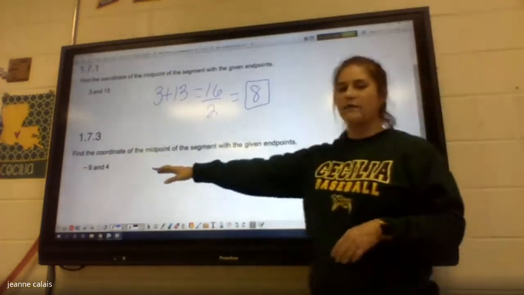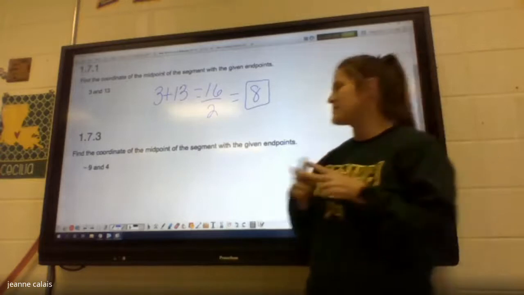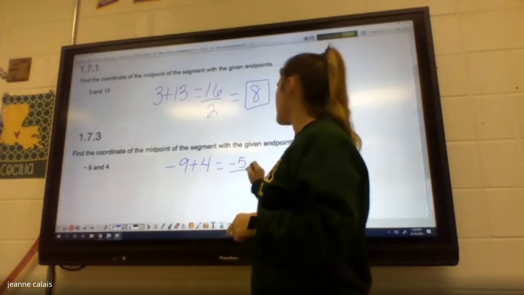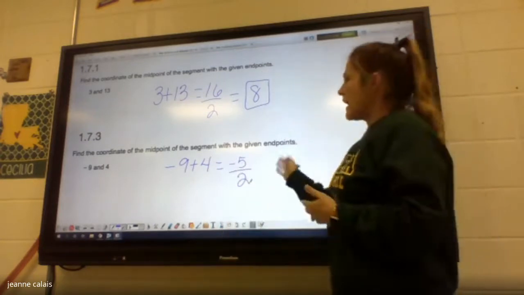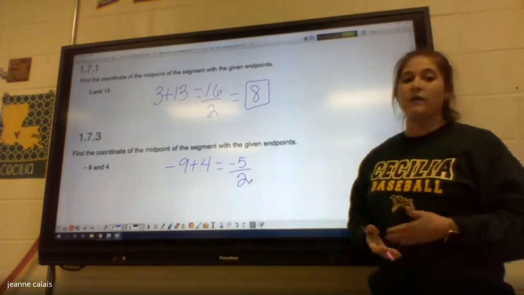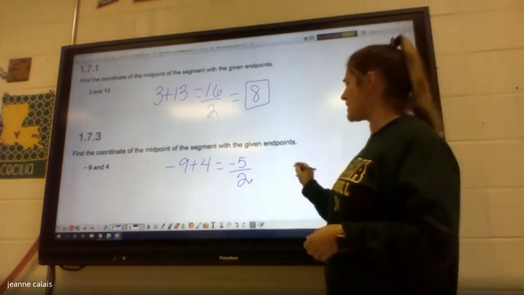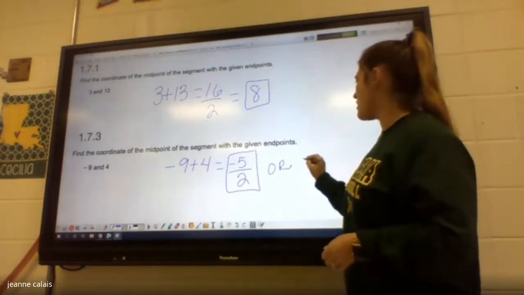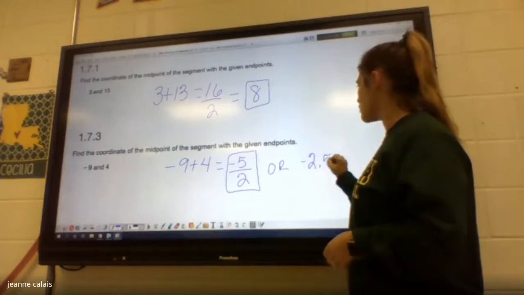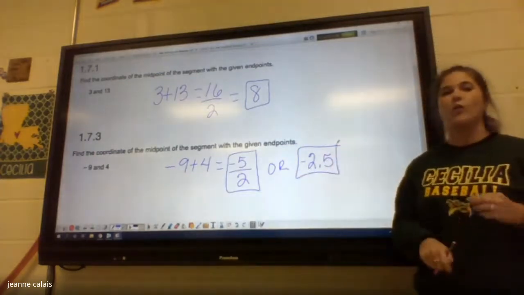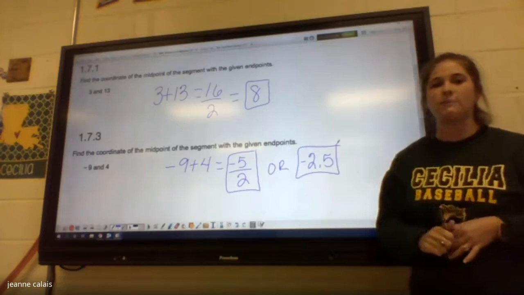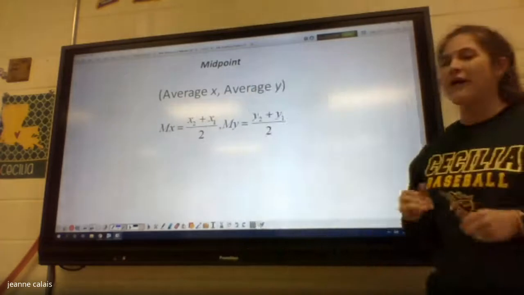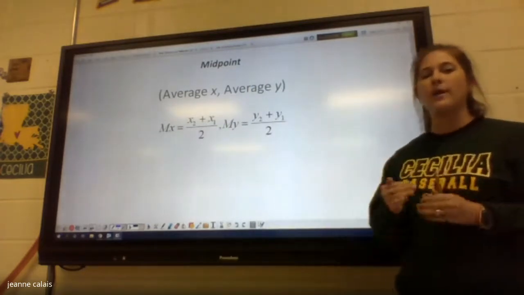Doesn't matter that you have a negative number. You still take those two numbers, add them together, and divide by 2. Here, it may not matter if you leave it as a fraction. If you want to turn it into a decimal, this is simplified, so that is acceptable, or negative 2.5. Both, depending on what the blue message says underneath the answer box. Okay? All right. Now, that was a regular number line. So now we're going to talk about the coordinate plane.